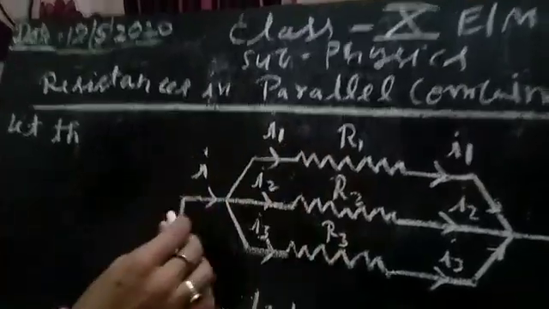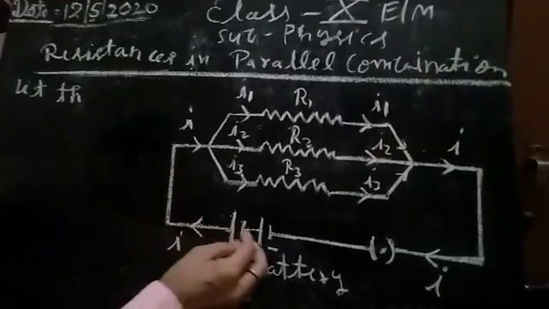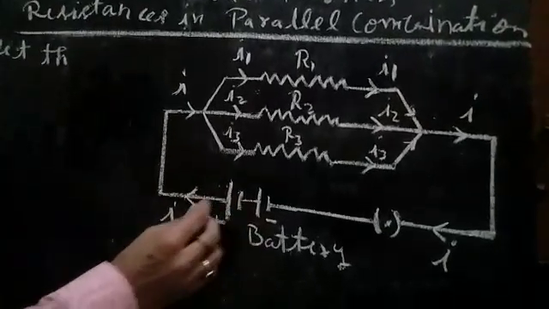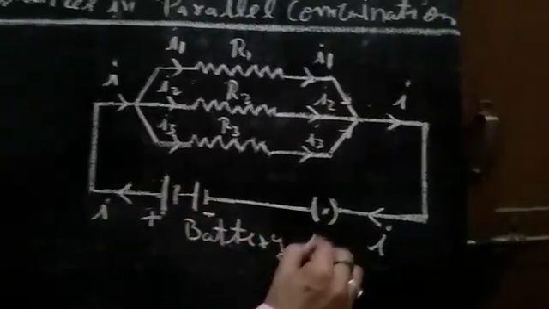These are the resistances R1, R2 and R3 connected in parallel. This is the battery, this is the positive end of the battery, this is the negative end of the battery, and this is the key.